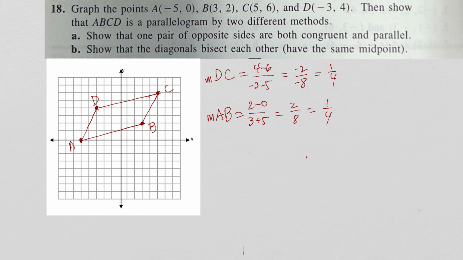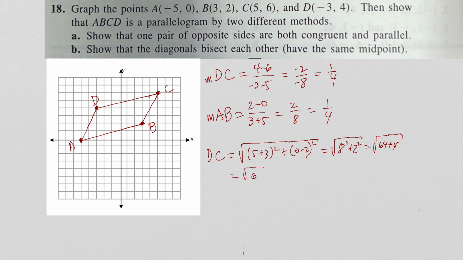Now I have to show that they're congruent. So DC is equal to the square root of the difference of the x's, 5 minus negative 3, that's plus 8, squared, plus the difference of the y's, 0 minus 2, squared. This is 8 squared plus 2 squared, which is 64 plus 4, which is the square root of 68.